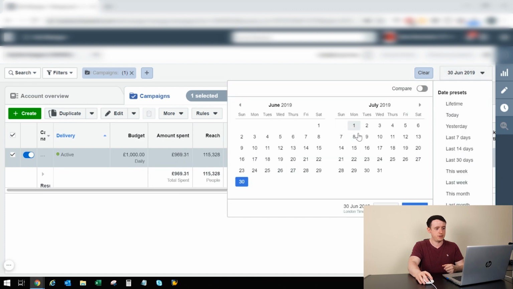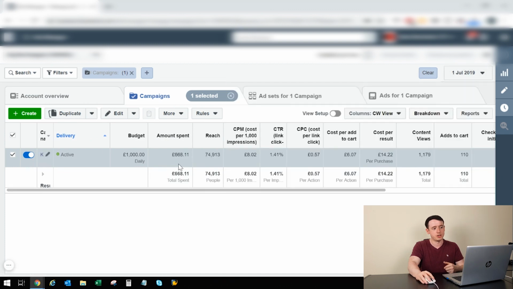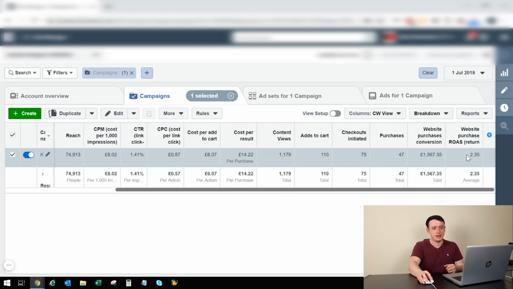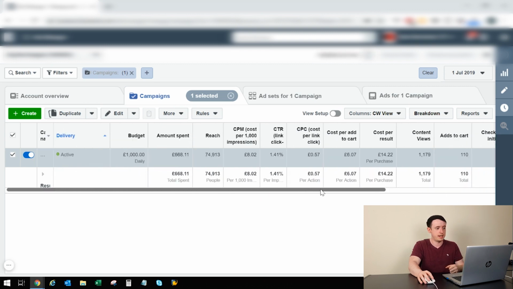So then on the 1st of July, it actually dropped down a little bit. And the reason it dropped down a little bit was because it couldn't reach the people for the same cost. So it couldn't spend that budget. So it did £668 on that day and did a 2.35 ROAS. Which again, really, really profitable. So it's a good day. It's spending less. It's not spending the full amount, but it's controlling my cost to allow me to be more profitable.